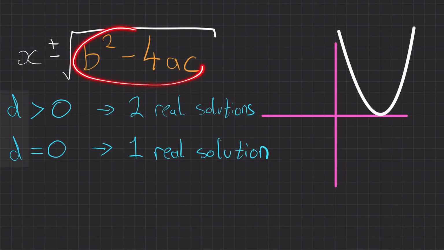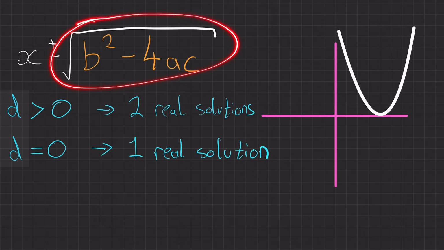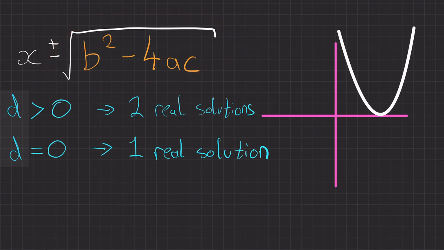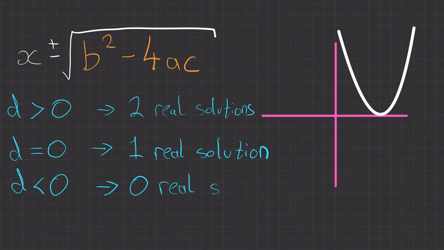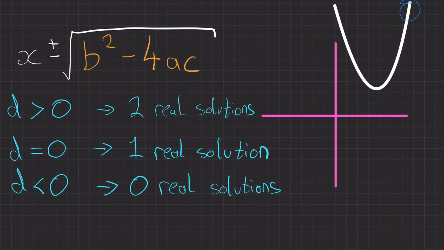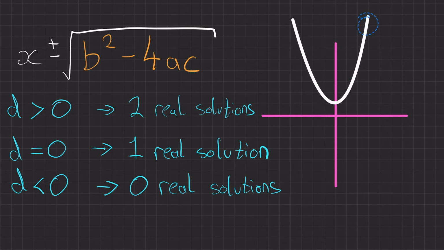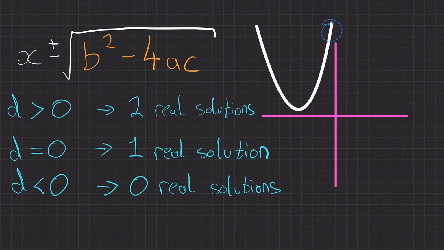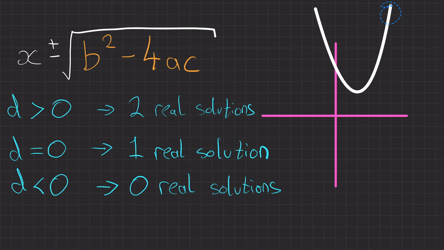Now, if the discriminant here becomes a negative number, then you're going to be trying to square root a negative number, and that's not possible. It won't give you a real solution. So if the discriminant is less than 0, then it will have no real solutions. And the graph is going to look something like this. It could be up here, down here. It could be close to the x-axis, but it won't go through the x-axis at any point.